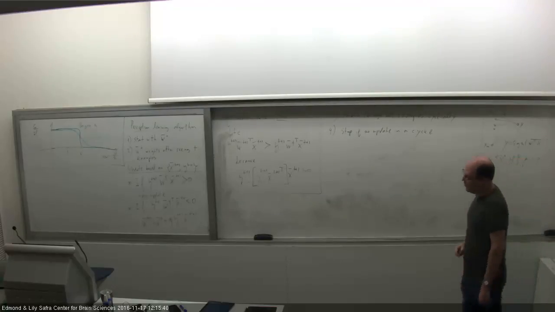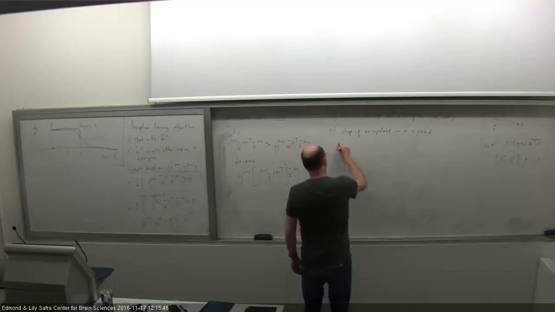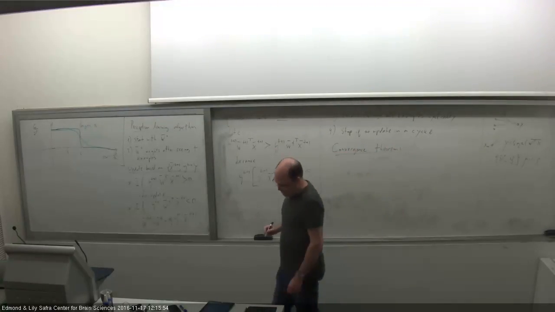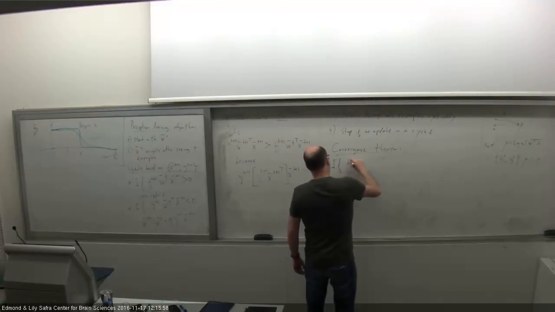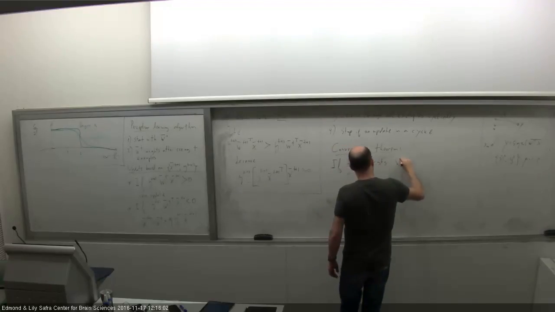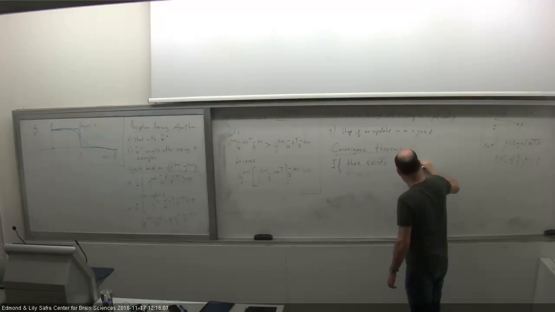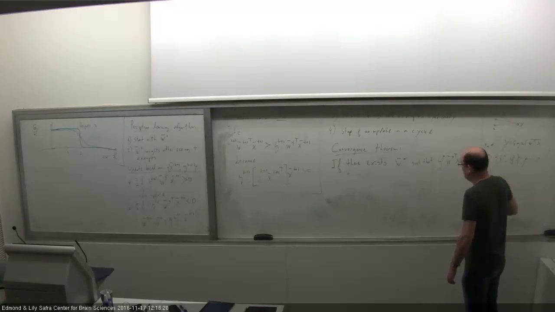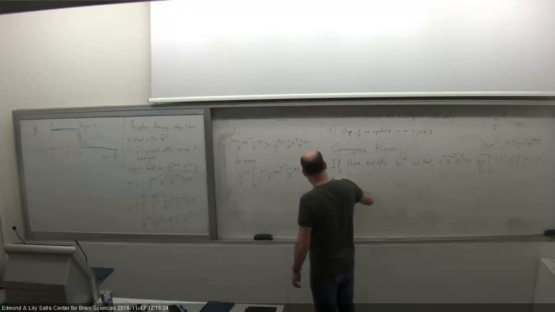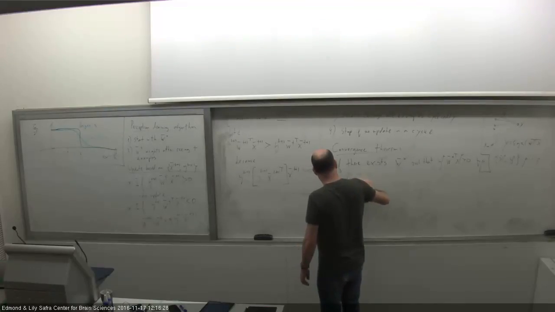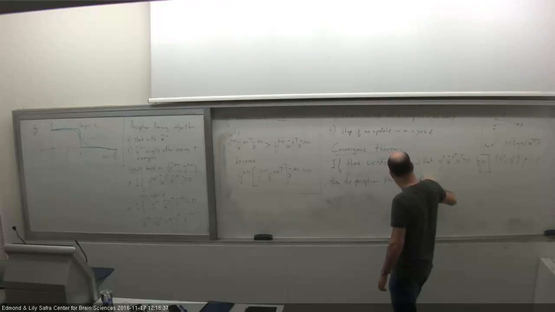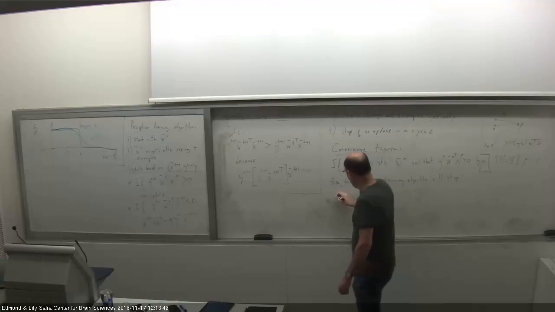We stop. Okay, so the important theorem here, the convergence theorem, states that if there exists some set of weights W star such that y_mu W star transpose x_mu is larger than 0 for all mu, then the perceptron learning algorithm will stop after a finite number of steps.